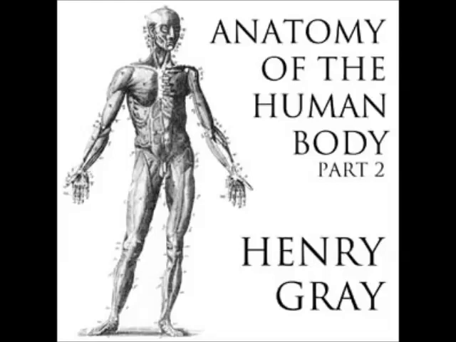Anatomy of the Human Body, Part 2, by Henry Gray. Articulation of the atlas with the epistropheus, of the vertebral column with the cranium. 5b. Articulation of the atlas with the epistropheus or axis.